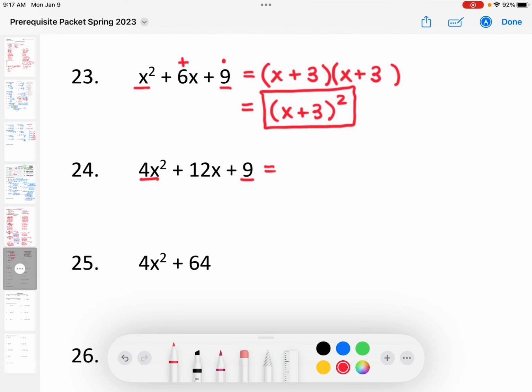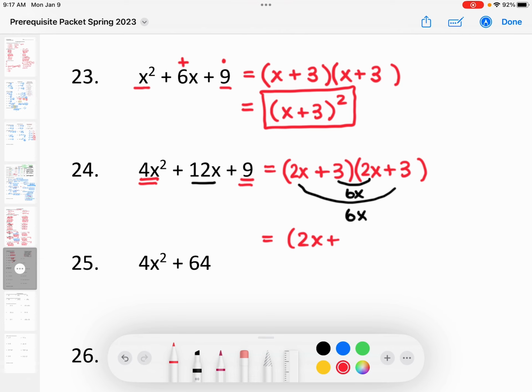This next one, maybe you'd use the AC method, but if you do, notice that perfect square at the beginning and perfect square at the end. It's worth trying this method. 2x times 2x, 3 times 3, and everything's positive in there. This one needs a double check. Does the outside inside actually give me the 12x? I do have a 6x and a 6x, so I'm going to go with yes. And so final answer on this one would be (2x + 3) squared.